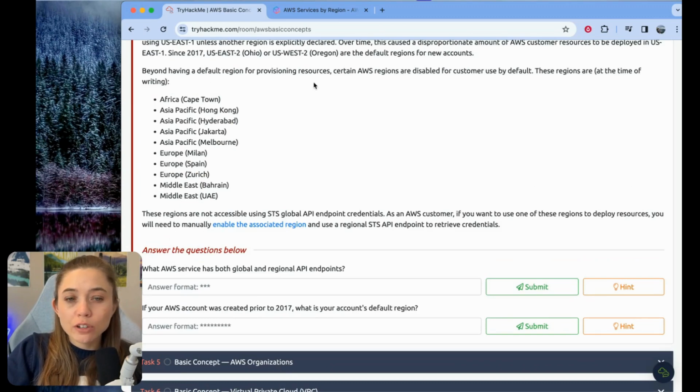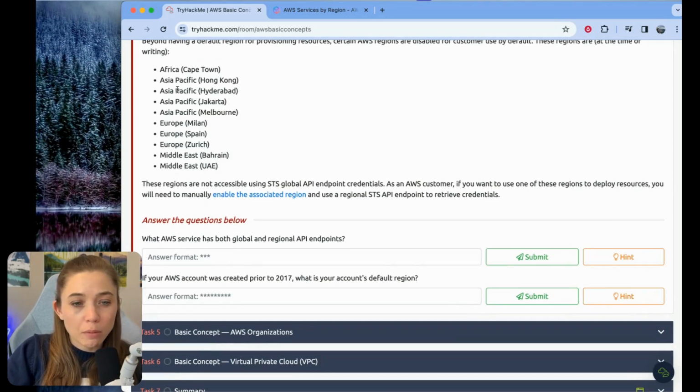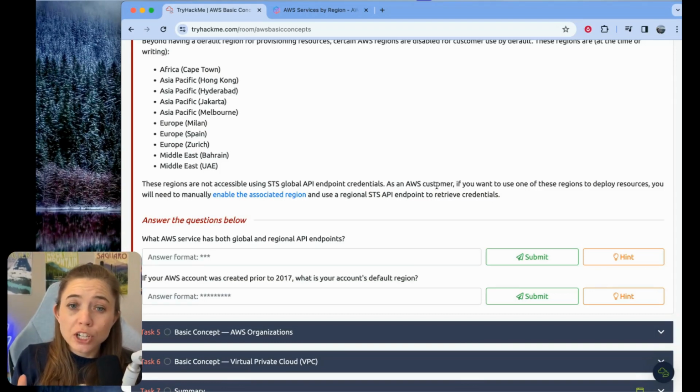Beyond having a default region for provisioning resources, certain AWS regions are disabled for customer use by default. And there's a list here of the regions that are disabled by default. This might not be up to date anymore, so I would recommend probably finding the original source. But the regions that are disabled by default are not accessible using STS Global API endpoint credentials. If you wanted to use one of those disabled regions to deploy resources, you would have to manually opt into the region, and then you would have to use one of the regional STS API endpoints to retrieve credentials.